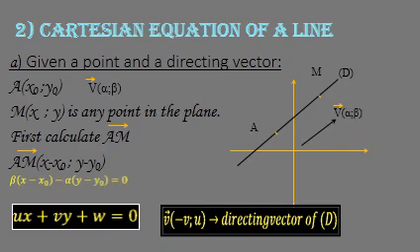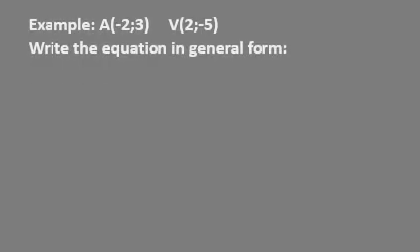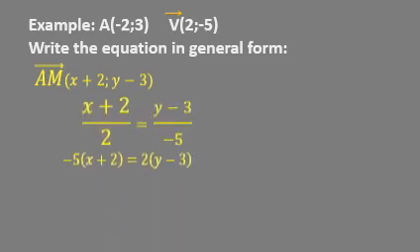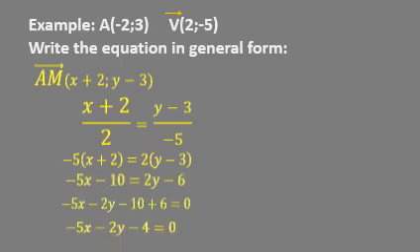Let us take an example. Suppose we have a point A and a vector v, and we need to write the equation in its general form. So we create AM, the vector that belongs to the straight line D: x plus 2, y minus 3. We know that AM and v are collinear, so we apply collinearity, which is x y prime minus x prime y equals 0. And then this is the general form of the Cartesian equation.